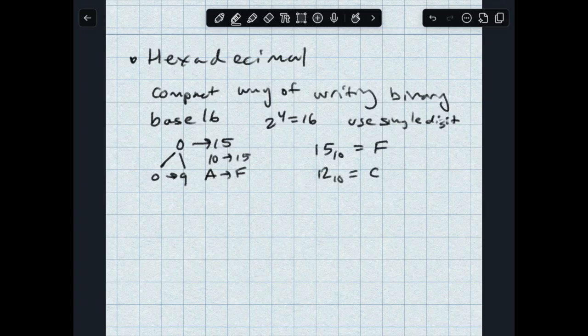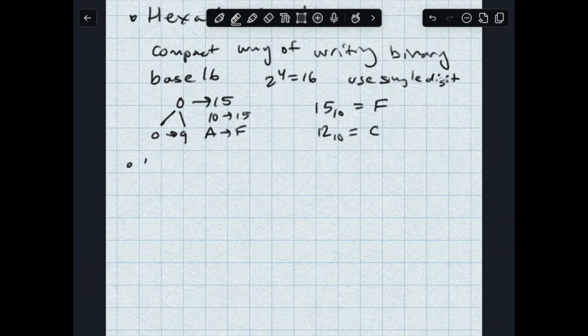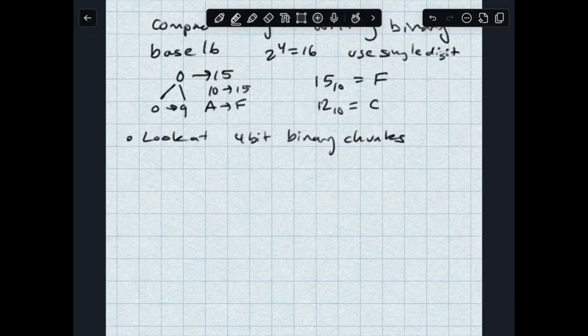Now, how can we do this in a way that is sort of easy for our brain to understand? One of the ways that I think about it is I take a binary number and I just look at it in 4-bit binary chunks. So, for example, if I've got 0000, well, that's just equal to 0 in base 16. If I have 1111, that's equal to F in base 16.